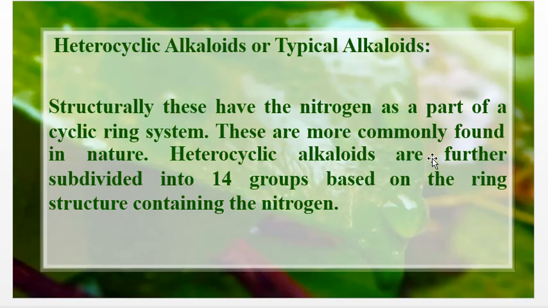Heterocyclic alkaloids, or the typical alkaloids I told you about before, structurally have the nitrogen as a part of the cycle. These are more commonly found in nature. Heterocyclic alkaloids are further subdivided into 14 groups based on the ring structure containing the nitrogen.